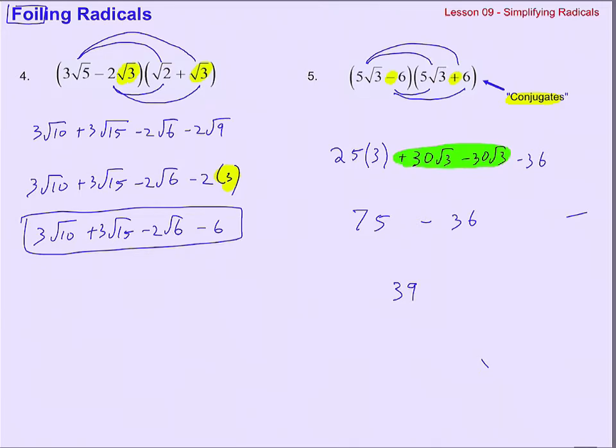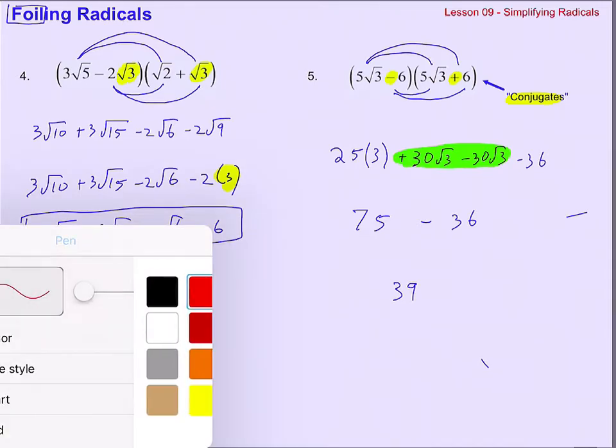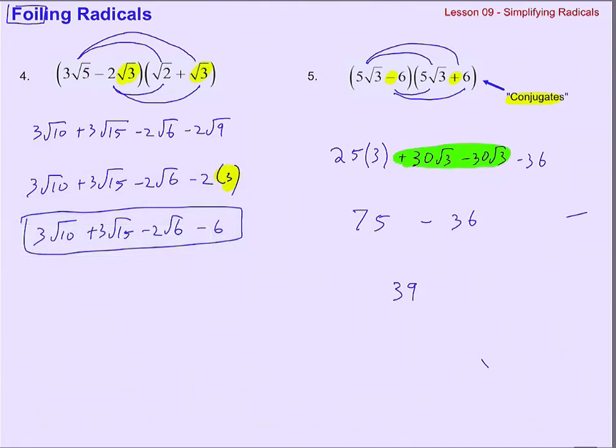But more importantly, I want you to note there's a name for this expression right here. It's called a difference of squares. And importantly, there are no more radicals. That's what I want you to keep in mind. When you multiply two conjugates together, there were no more radicals. That's going to be important on our next slide.